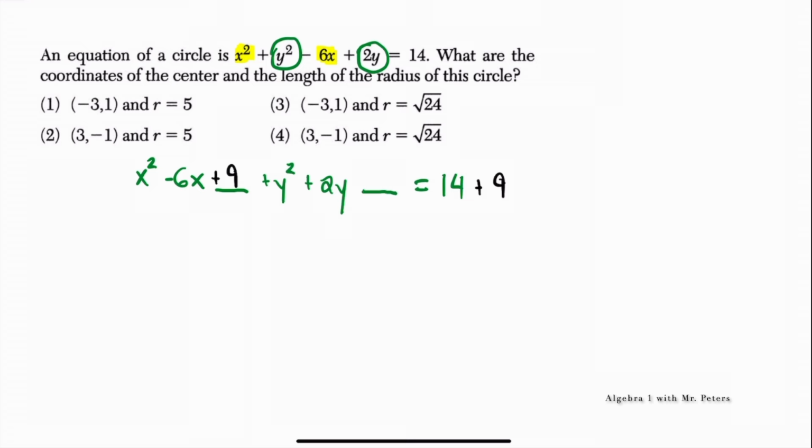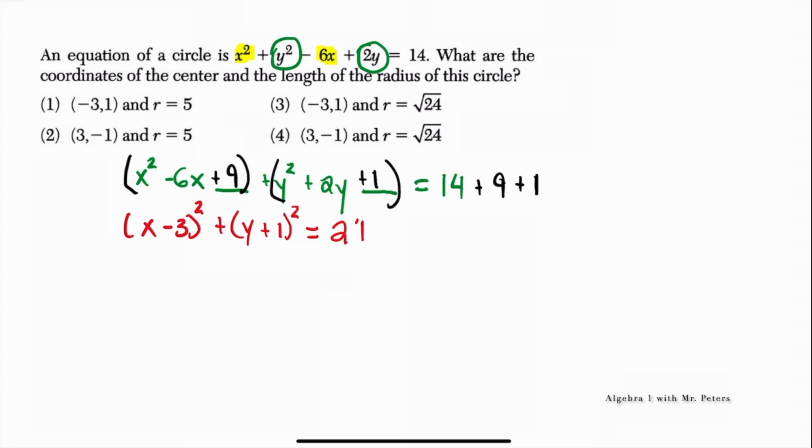Repeat the process for the y variable. So half of 2 is 1, 1 squared is 1. Add it on both sides. Now at this step, I'm focusing on both of these trinomials, and I want to break it down to its binomial that will give us this answer. So divide the b term by 2, we have x minus 3 squared plus y plus 1 squared is equal to 14 plus 10, which is 24.